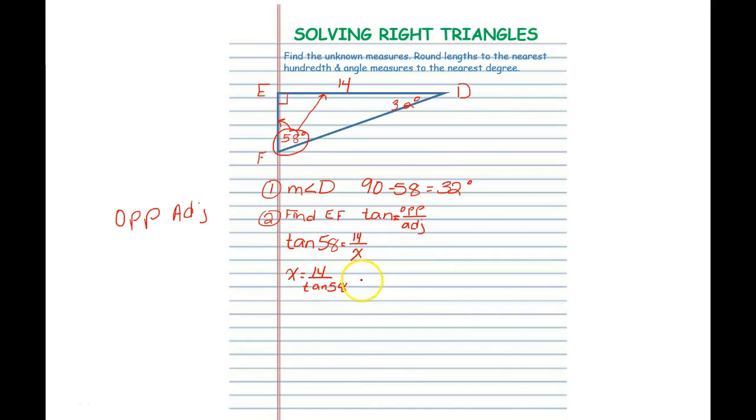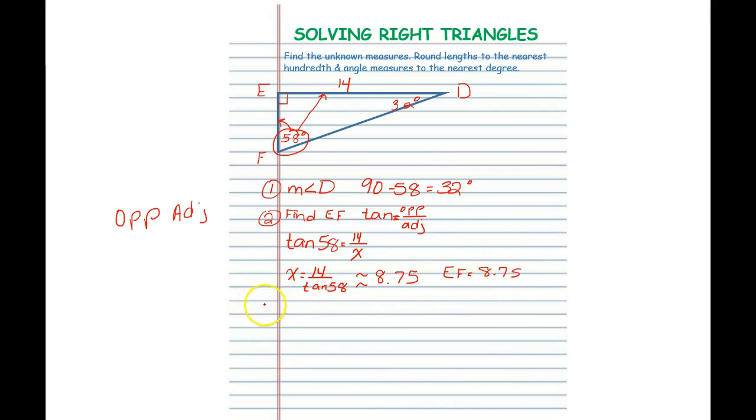If you were studying, guys, you would pause the video and you'd do this yourself. And then you would come back and play the video and see if you got the same answer. That is a good way to study. All right, when you put that in your calculator, 14 divided by tangent 58 is approximately 8.75. So side EF is 8.75.